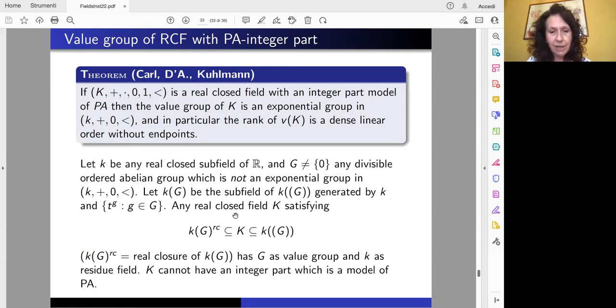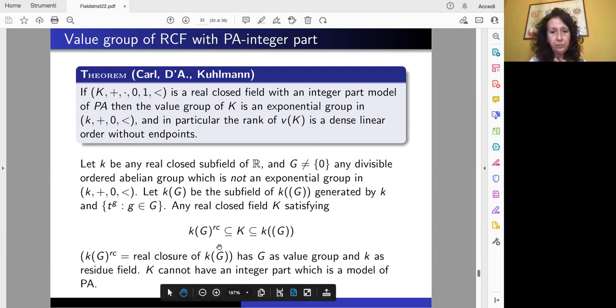By constructing, we start with a real closed subfield k of the reals, and G a divisible ordered abelian group which is not an exponential group. Then any field we take between the real closure of the field generated by k and G, and the power series, cannot have an integer part which is a model of PA.